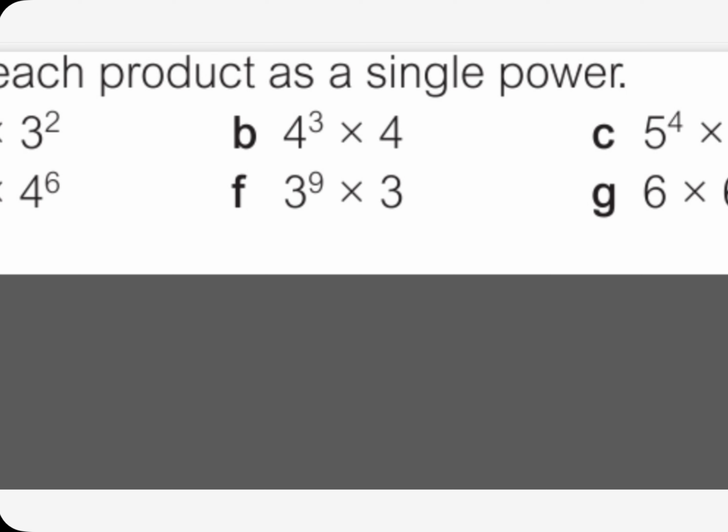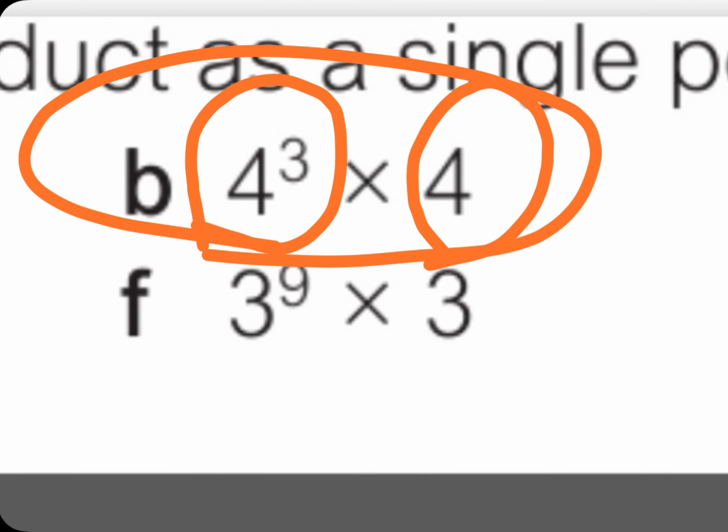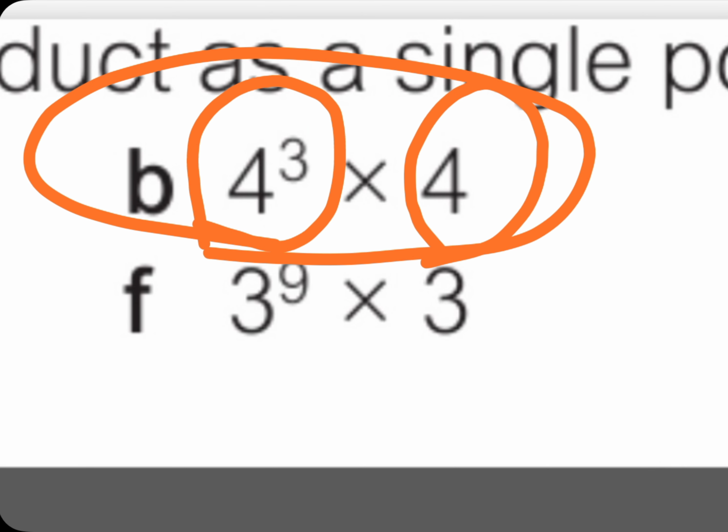Now, in question B, as we said, we have 4 power of 3. And this one, 4 power of what? Very good. 4 power of 1. So when you multiply 4 power of 3 times 4 power of 1, the answer will be what? Very good. It's going to be 4 power of 4. Good job. Now, let's look at question C.